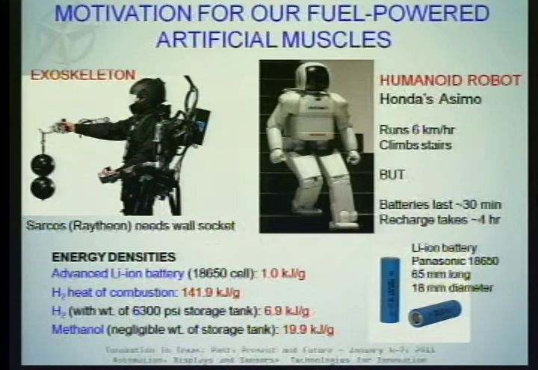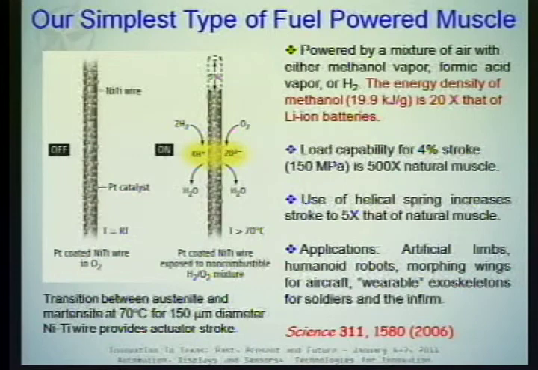If you look at the energy densities of the most advanced lithium batteries compared to the amount of energy in methanol, you see there's about a 20-fold advantage in energy storage density if you use fuel-powered artificial muscles. Now, John Main from DARPA came to visit me, and he said what he wanted was fuel-powered artificial muscles for robotic soldiers who could fight ahead of American soldiers, take the bullets for American soldiers, and then drink a shot of alcohol to fight on. This is what we tried to provide for DARPA.